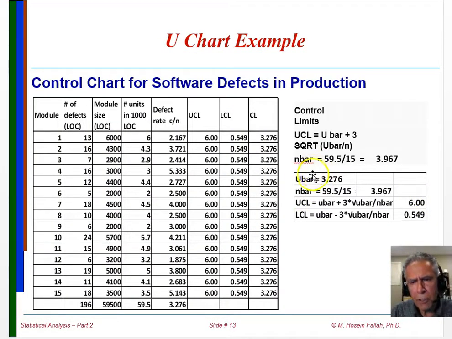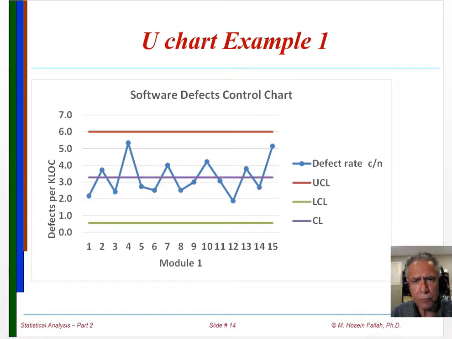Okay, so now I've got my U bar and N bar, so I can calculate my control limits. Upper control limit is U bar plus 3 square root of U bar divided by N bar, that is 6. And the lower control limit is U bar minus 3 square root of U bar divided by N bar, that's 0.549. And now I can plot my control limits.